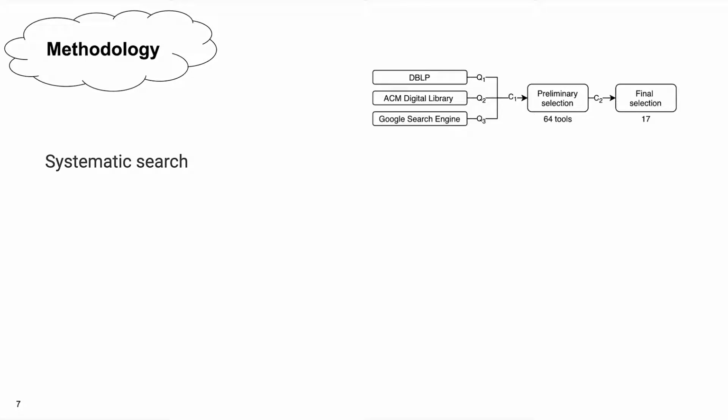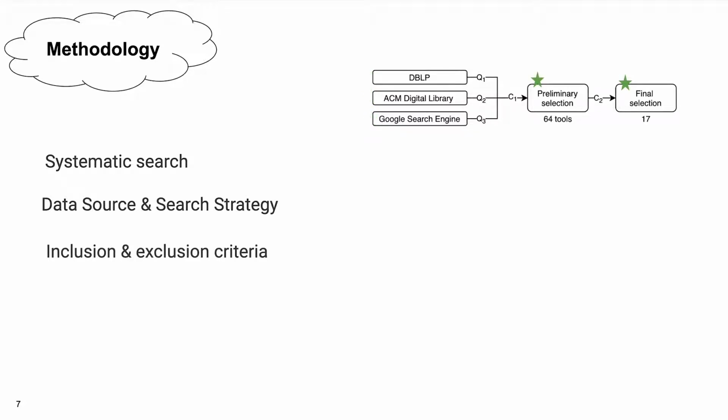For our methodology, we carried out a systematic search to identify our candidate tools. We used DBLP, ACM Digital Library, and Google Search Engine as our data source and defined search queries based on our research questions. We defined and applied selection criteria that resulted in 17 final candidate tools and analyzed them based on the information provided in the tools' documentation.